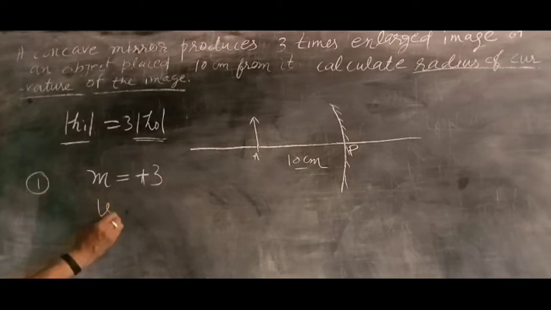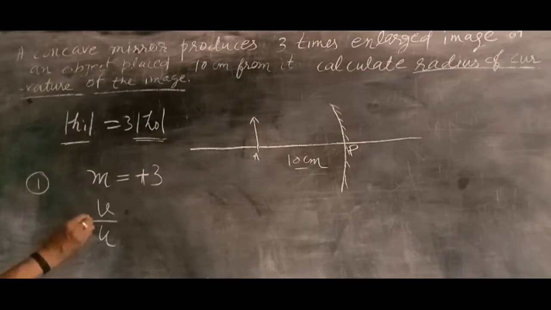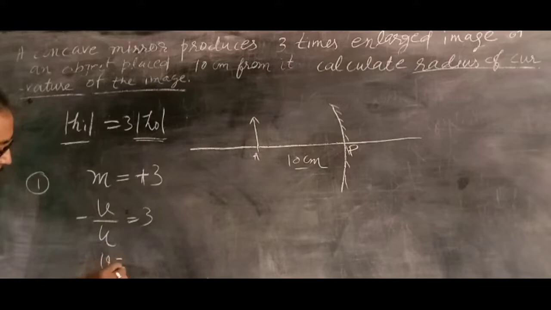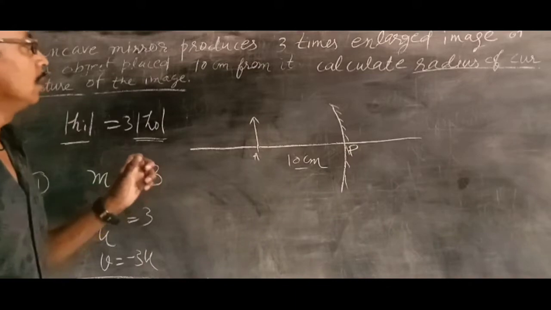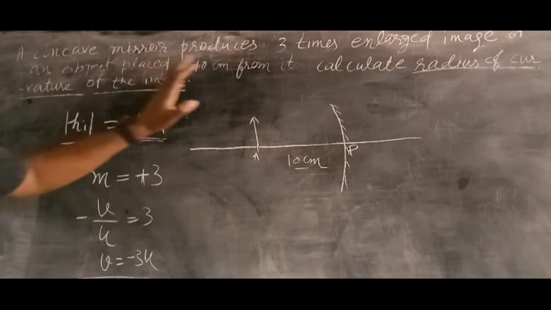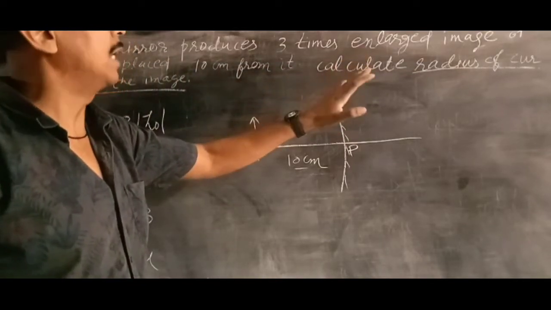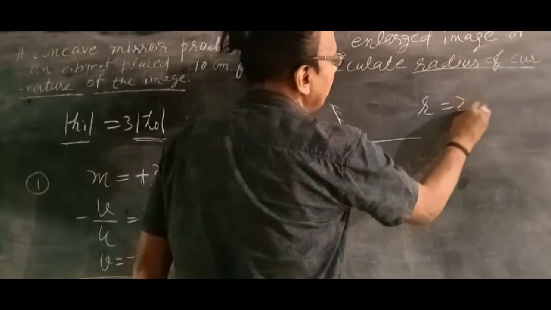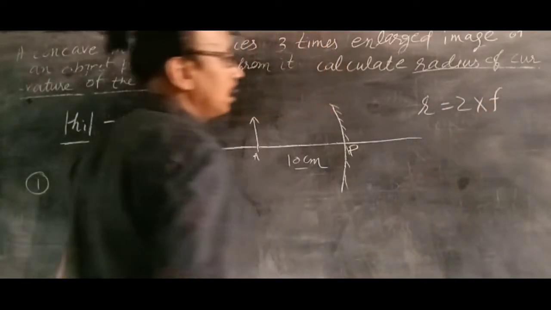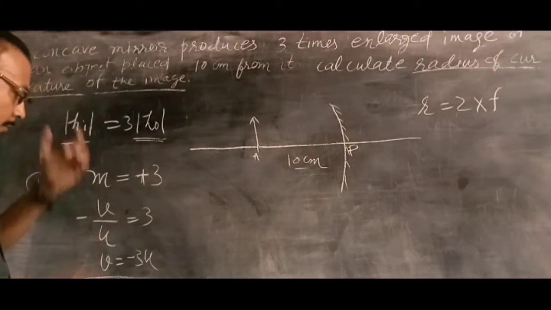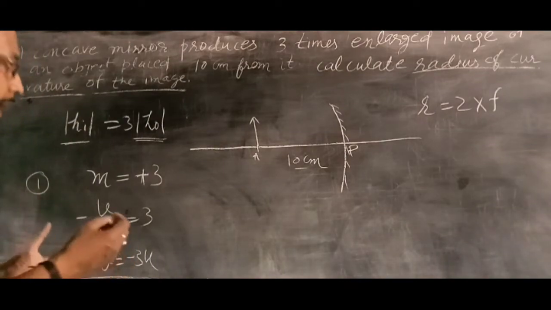So m equal to minus v by u equal to 3, that is v equal to minus 3u. Then we see that here radius of curvature is asked. Radius of curvature can be calculated by using the formula r equal to 2 into f. Radius of curvature is double of the focal length. So first we will try to find out the f.